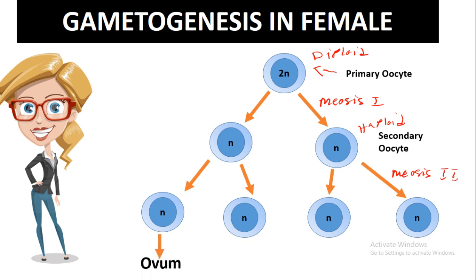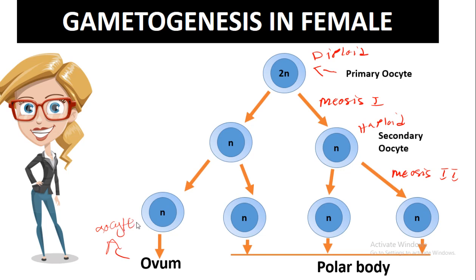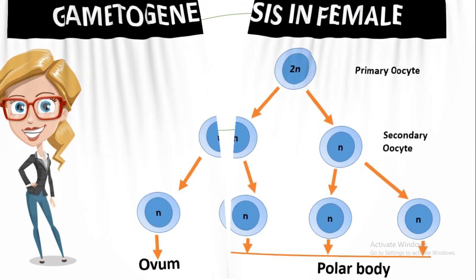And 1 ovum. Only 1 egg. So this ovum is the oocyte. This ovum here is the what? The oocyte. The female gamete. The female sex cell. And these primary polar bodies, they just regenerate. We'll talk about that in detail.